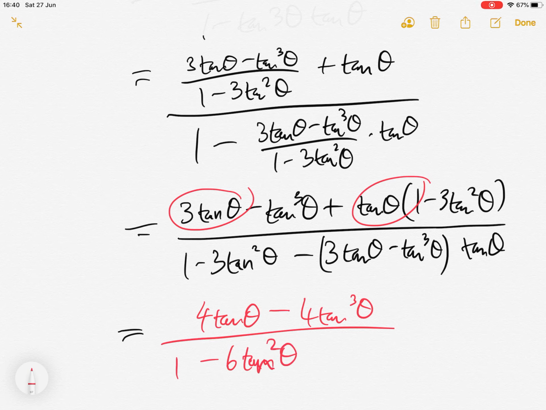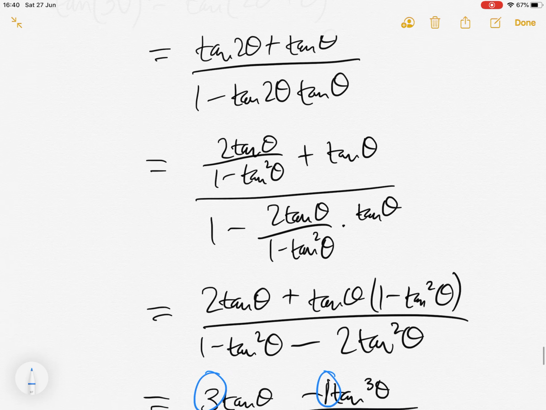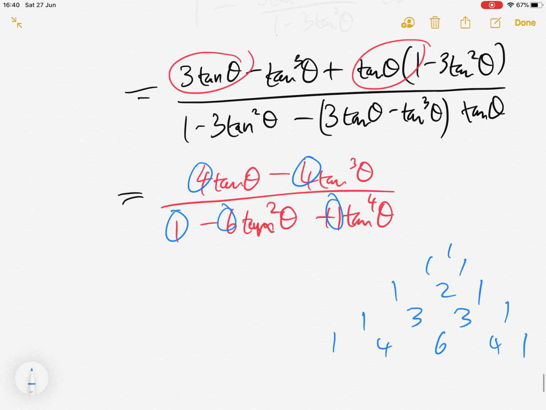And then plus tan to the 4 theta. And then notice that's a 1 there. So the numbers we've got are 1, 4, 6, 4, 1. Have you spotted the pattern yet? 1, 2, 1, 1, 3, 3, 1, 1, 4, 6, 4, 1. We've seen this before. This is Pascal's triangle.